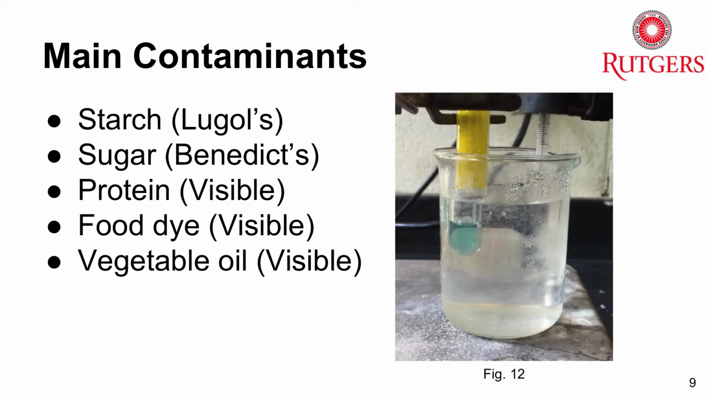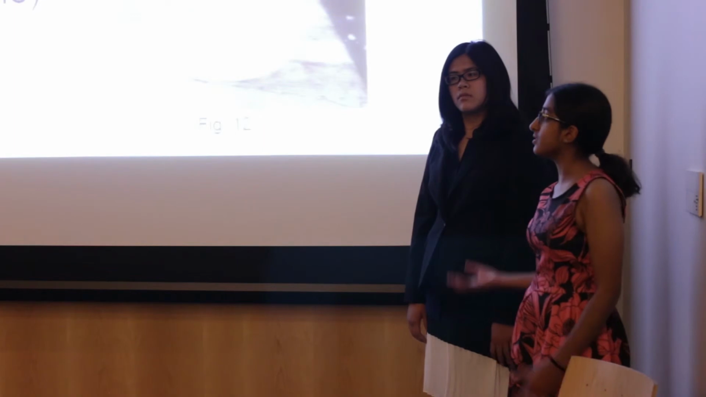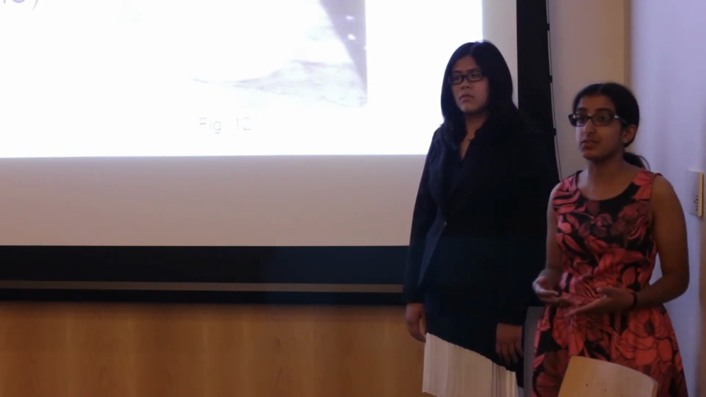After we made the filters, we made a contaminant solution to test how effective the filters were. The contaminants we used were starch, sugar, protein, food dye, and vegetable oil. We also used various indicators to put into the filtrate, the stuff that came out of the filter, in order to detect the presence of the contaminants.